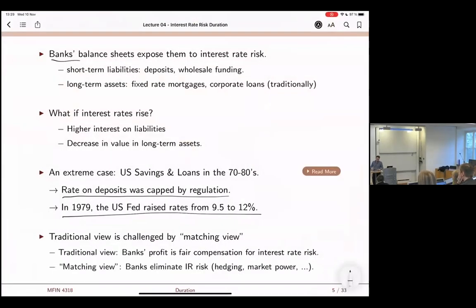Now, if you work in a bank, they wouldn't typically call that interest rate risk. They would call that repricing risk. But this is the same notion. This is the idea that you have to reprice your assets and your liabilities when the interest rate changes.